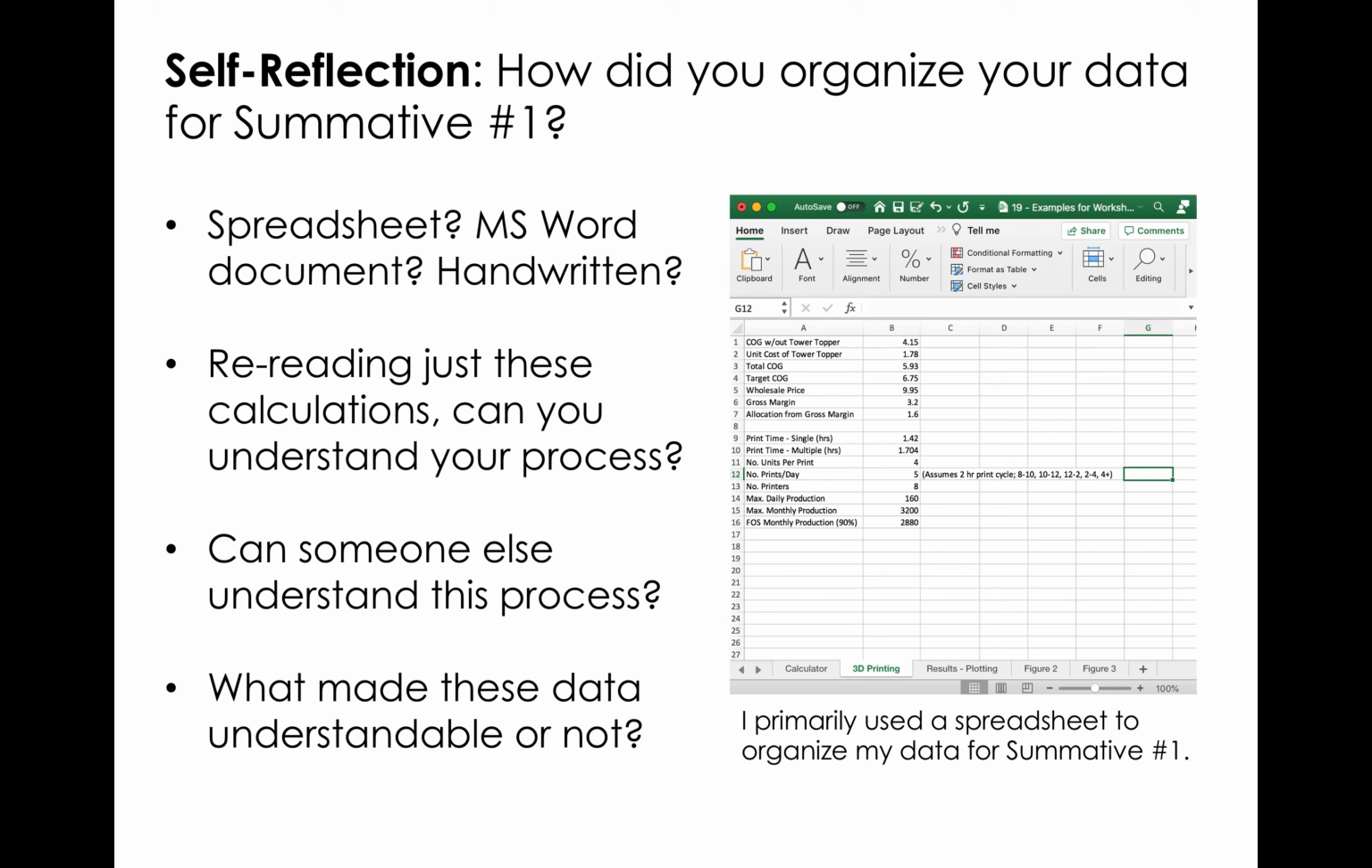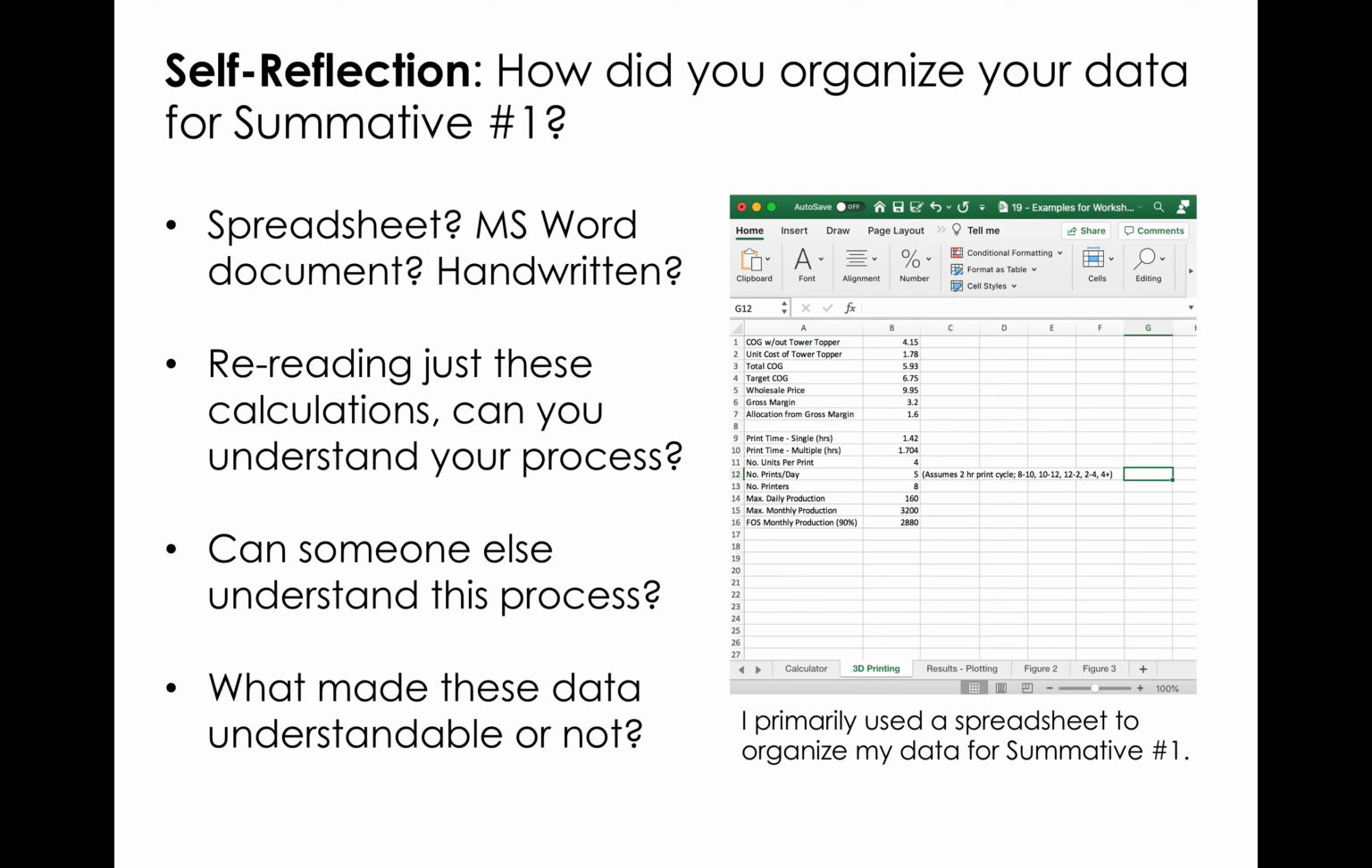Reread, okay, I'd like you to put me on pause and actually open up and look at your data, how you actually did your calculations. Can you understand your process when you look at it? Third question is, could somebody else who is loosely familiar with the project, maybe they have read the problem statement, could they understand your process? Could they understand what's going on in your data files? And then the last point is, what elements made your data understandable or not understandable? If you're thinking about not understandable, what else could you have added to make it easy to interpret? Okay, put me on pause, open up your data for summative number 1 and take a look.